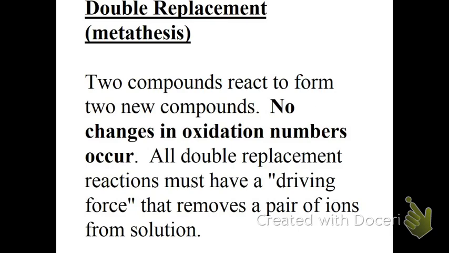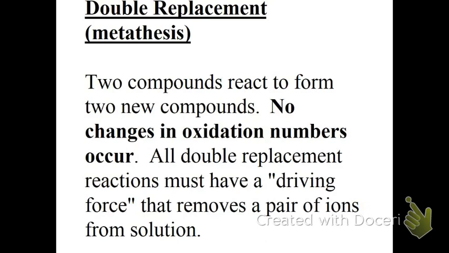Double replacement, okay? Remember that's two compounds switching partners, basically. There are no changes in oxidation numbers, so we're still staying in the same oxidation state. All double replacement reactions must have something driving that force. They're going to be solutions because the ions have to be able to come in contact with each other.